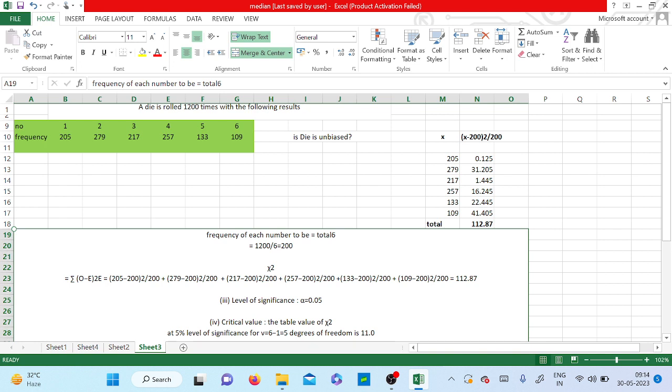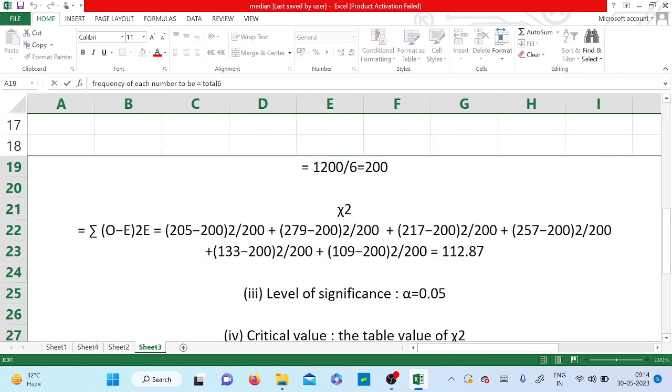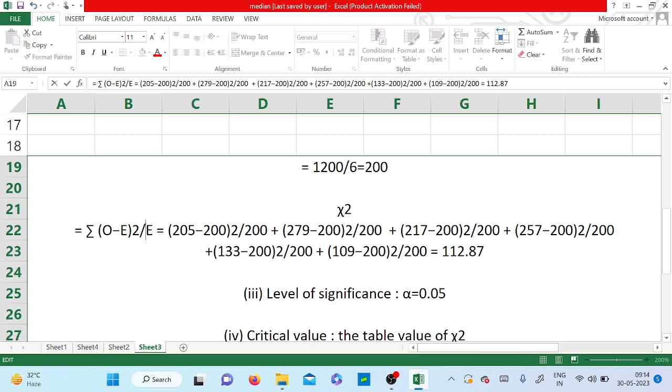Now the expected value, I guess, is that the frequency on each number is the total divided by 6, that is 1200 by 6, which is 200. The formula is summation of O minus E, observed minus expected, squared, divided by E. Here it should be divided by E, not observed. In this way, that is square.